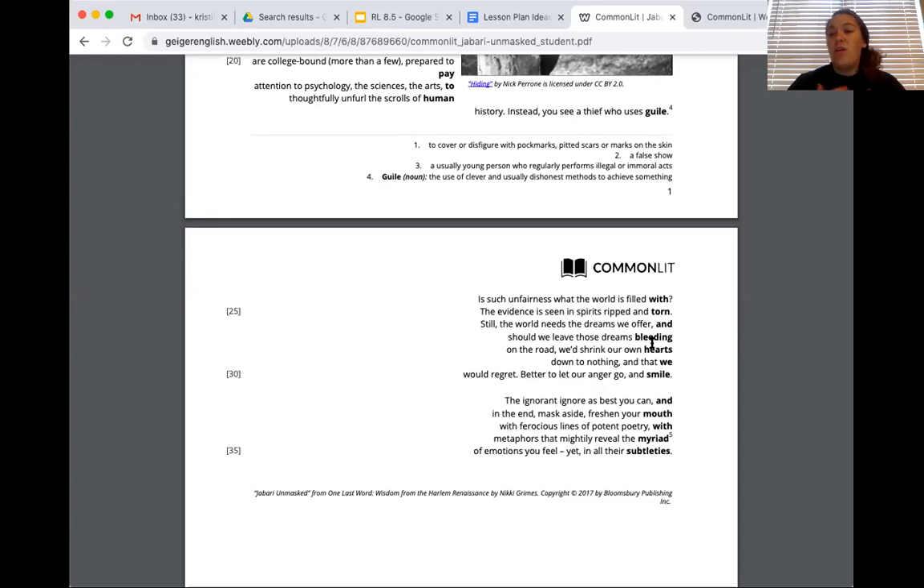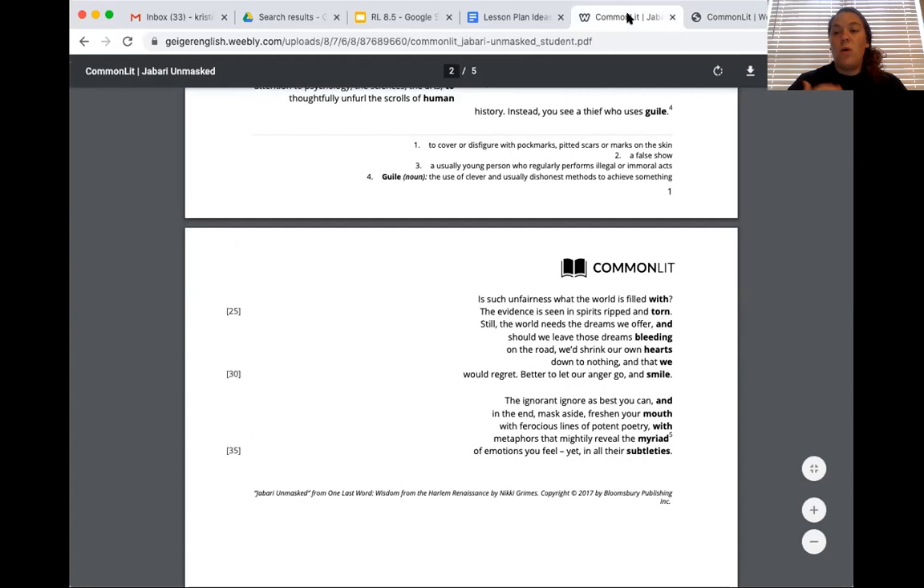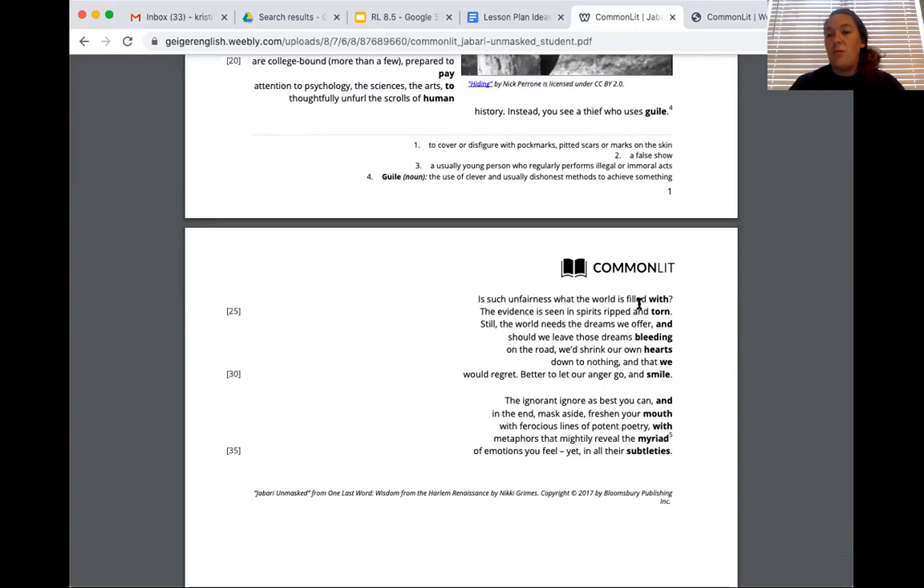And so the author, Nikki Grimes, chose those words for a reason. Not only were they the words in We Wear the Mask, but she wanted to highlight those words because that's how the speaker in the poem feels. And so she wants to point out that negativity. That would be diction, okay?